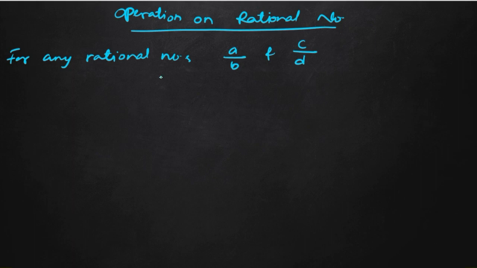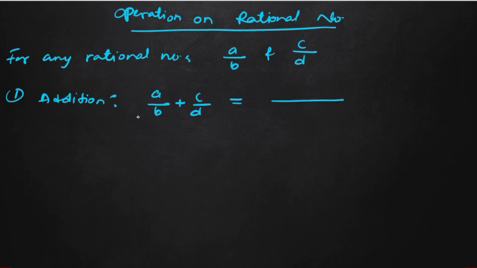Number 1, addition. For this we will do a by b plus c by d. How do we add? We just take the LCM. LCM means just multiply b and d, so it will be bd, and now cross multiply it. A will be multiplied to d, this will be ad, plus c will multiply to b, this will be bc.